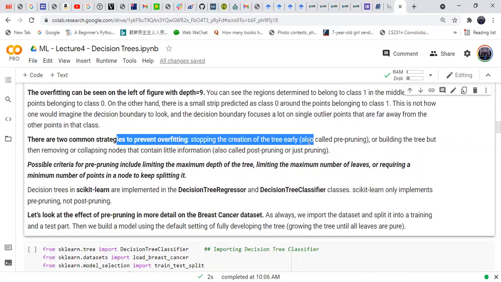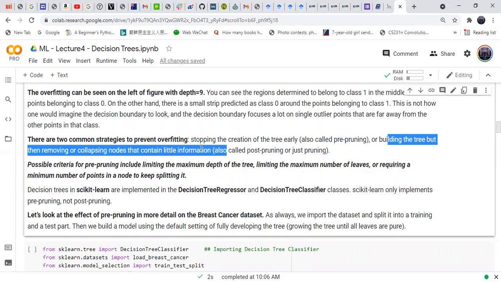Number one is stopping the creation of the tree early, that is, pre-pruning. The other is building the tree, but then removing or collapsing the nodes that contain little information, in a small number.